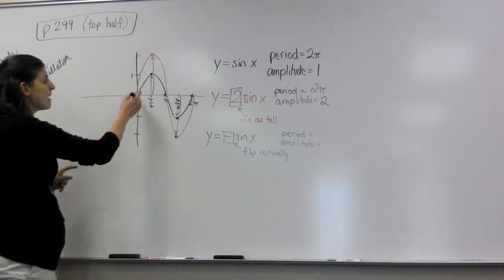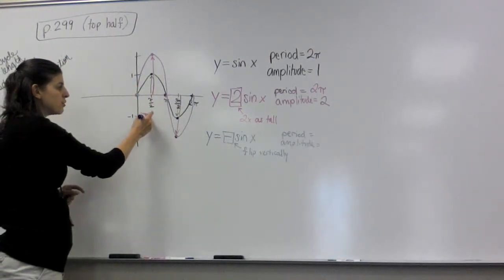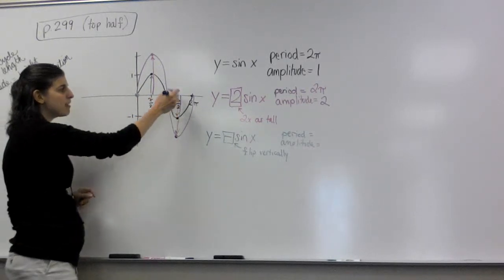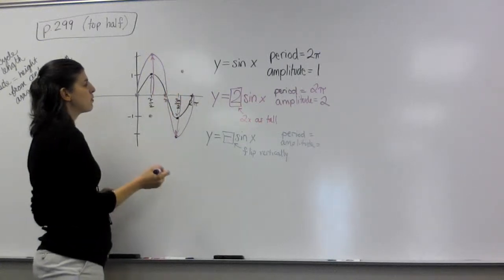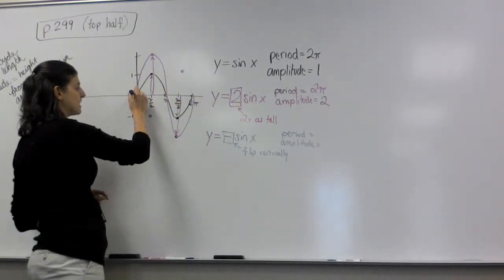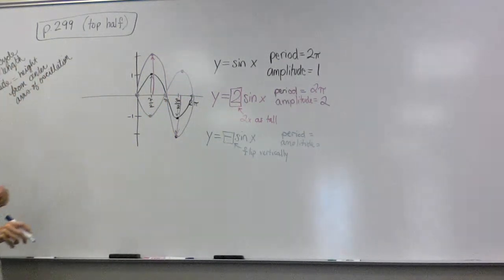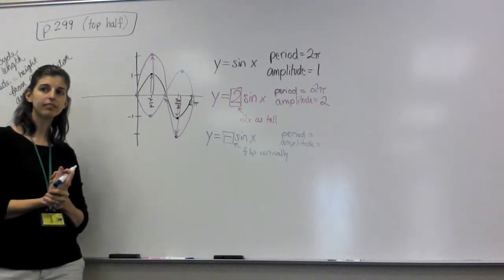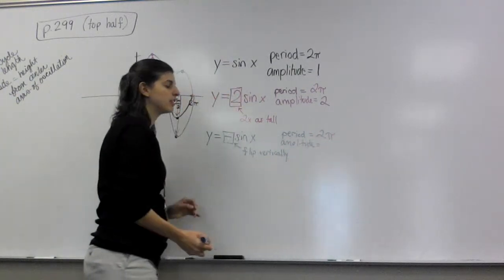So we're still going to be at 0, 0, but instead of being at 1 at pi over 2, we're going to go to -1. We're still going to come back to the x-axis, and instead of being at -1 at 3 pi over 2, we're going to be at +1 now. And we're still going to come back to the x-axis. There's my transformed negative sine x graph. What's the period? 2 pi still. What's the amplitude? 1.